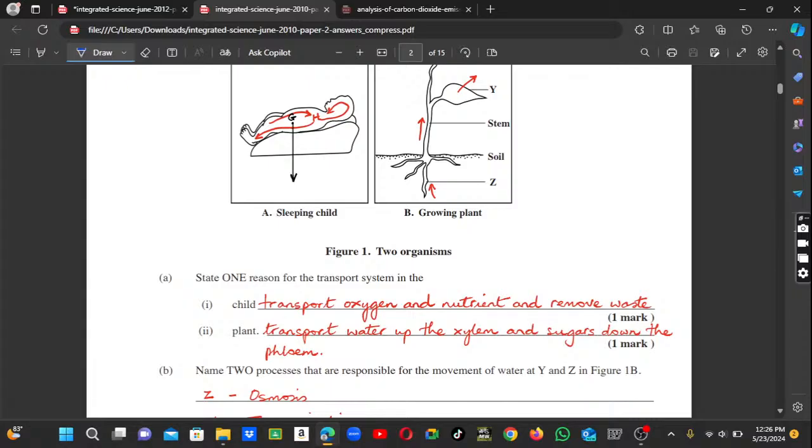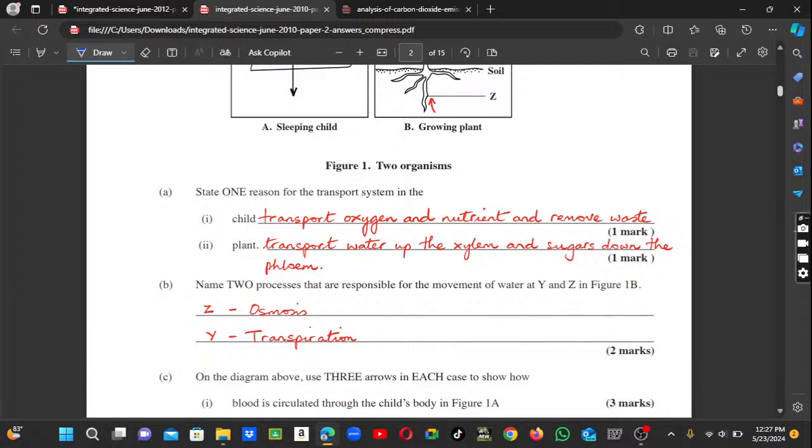So there's a difference between phloem and xylem. Water is transported up in the xylem, and sugar is transported down the phloem. So that is the difference between the child and the plant here. I hope you guys are paying attention. Now we need to name two processes that are responsible for the movement Y and Z.